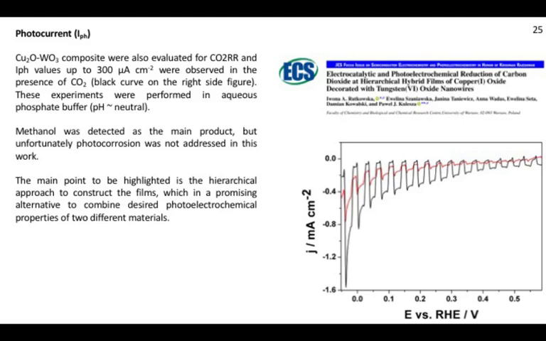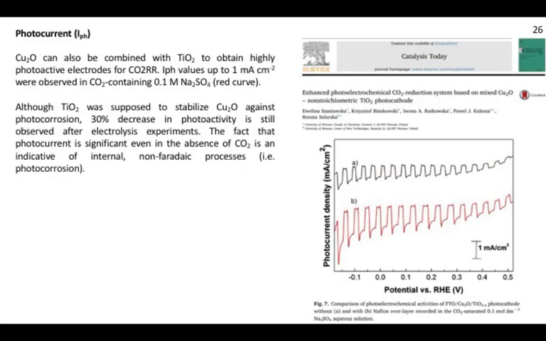And here we also have another copper-based compound. So this is really interesting, a hierarchical structure of copper 1 oxide and tungsten oxide, which is able to generate methanol as CO2 reduction product. And copper oxide and titanium dioxide, another interesting material, photocurrents up to 1 milliamp at a really low overpotential, so this is a really promising material.